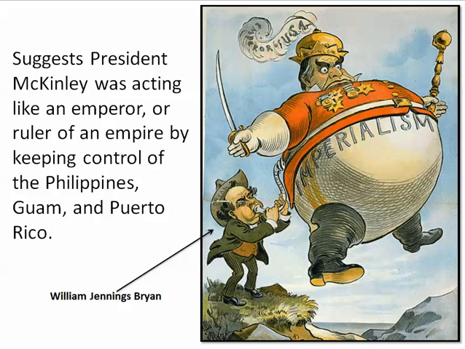Here's one that suggests President McKinley is acting like an emperor. So this is Emperor of the U.S. This is President William McKinley, with imperialism around here. This guy here, his name is William Jennings Bryan. He is against expansionism. He was a presidential candidate in 1900, the Democrat.